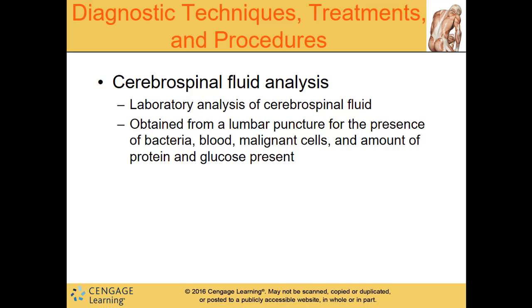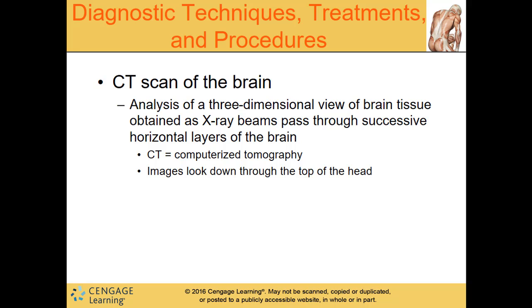Cerebrospinal fluid analysis. Laboratory analyzes the cerebrospinal fluid obtained from a lumbar puncture for the presence of bacteria, blood, malignant cells, and amount of protein and glucose present. CT scan of the brain. Analysis of a three-dimensional view of the brain tissue obtained as X-ray beams pass through successive horizontal layers of the brain. CT also means computerized tomography. Images taken down through from the top of the head.